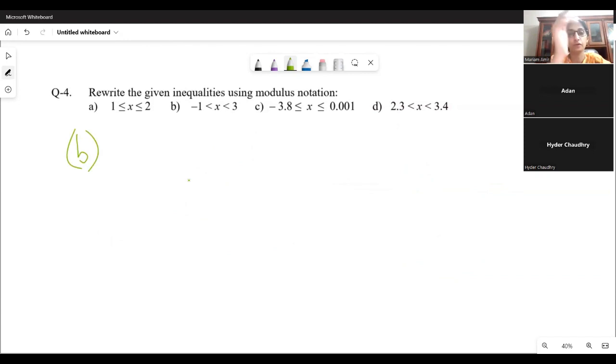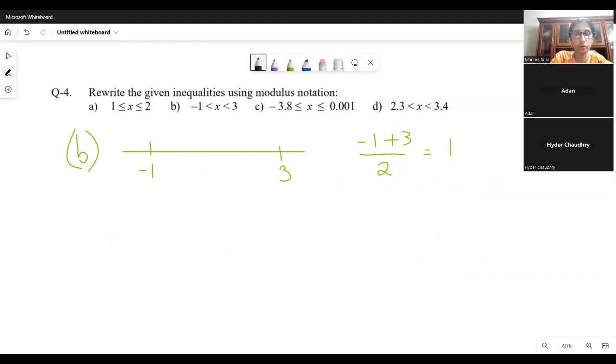So we have, just check this. Okay. So again, we need the mid value of minus 1 and 3. What is that? Minus 1 plus 3 divided by 2. So that would be 1. So the middle value is 1. So you can start with x equals 1, then x minus 1, then you write modulus. Then you find this distance, which is what? 2 units. So you write less than 2.